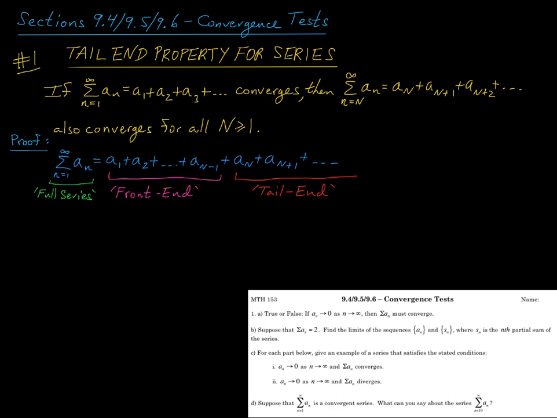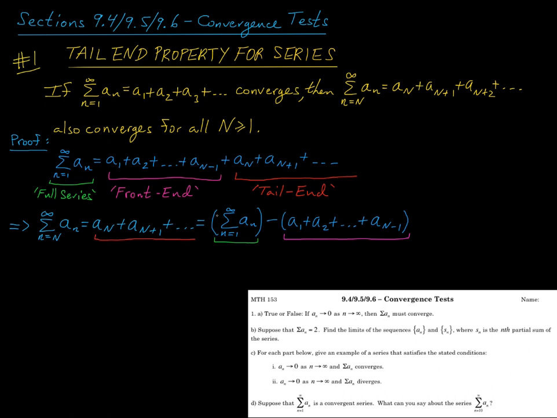And the reason why is as follows. So the tail end, this thing right here, if I subtract the front end from both sides of this equation, we see that the tail end is just equal to the full series minus this front end. And if we know that the full series converges, and this front end is just a finite sum, so again, if capital N was, say, 10, this would just be the first 9 terms added together. So this is just going to give us some number.